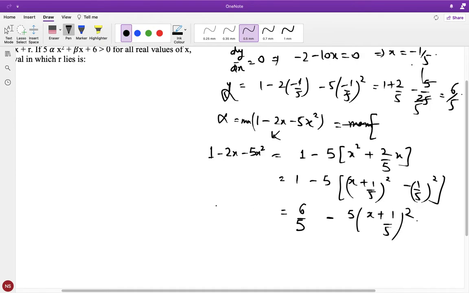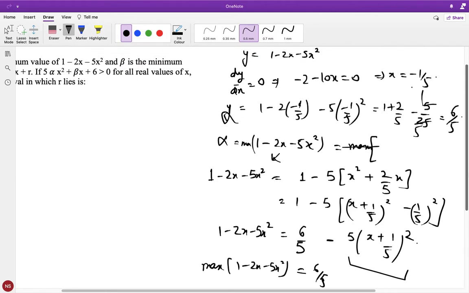So as you can see from it, 1 minus 2x minus 5x square is this. So the maximum value of this thing will be 6 by 5. Why? Because this whole thing will always be negative. The maximum value this can take is 0 when x equals to minus 1 by 5. So alpha is equal to 6 by 5 from both the methods.